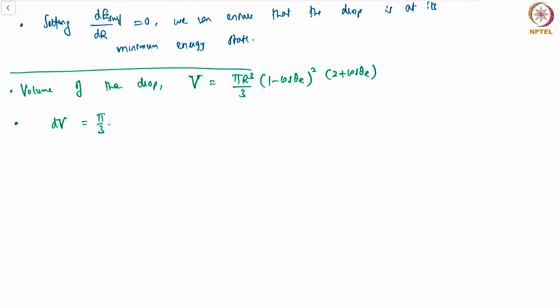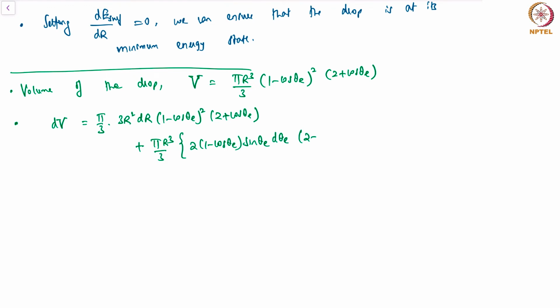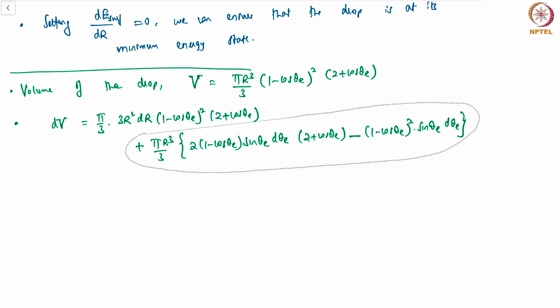We have pi by 3 times 3r square dr times 1 minus cos theta E whole square times 2 plus cos theta E. That's the first term. Then I have the next term, which I'll write here, pi r cube by 3 times 2 times 1 minus cos theta E times sine theta E d theta E times 2 plus cos theta E. And then I have minus 1 minus cos theta E whole square times sine theta E d theta E. This is the variation of the volume, right? What we want to do is set this variation to 0. So I'll make a little bit of space here.